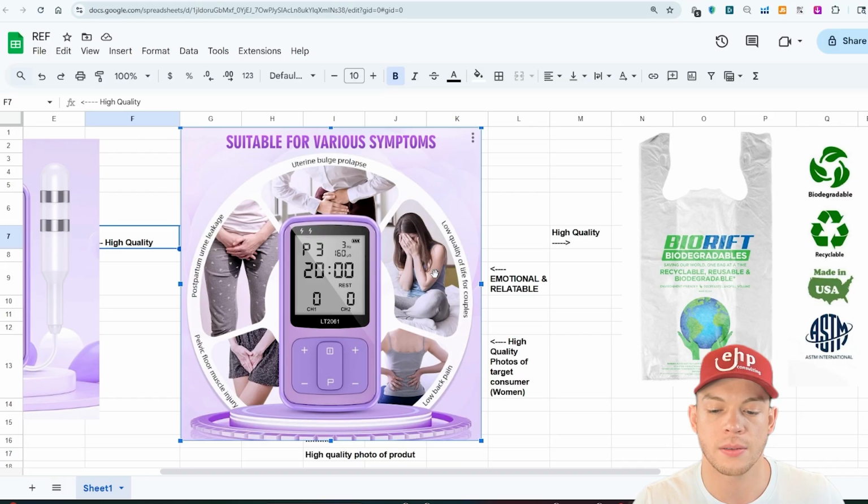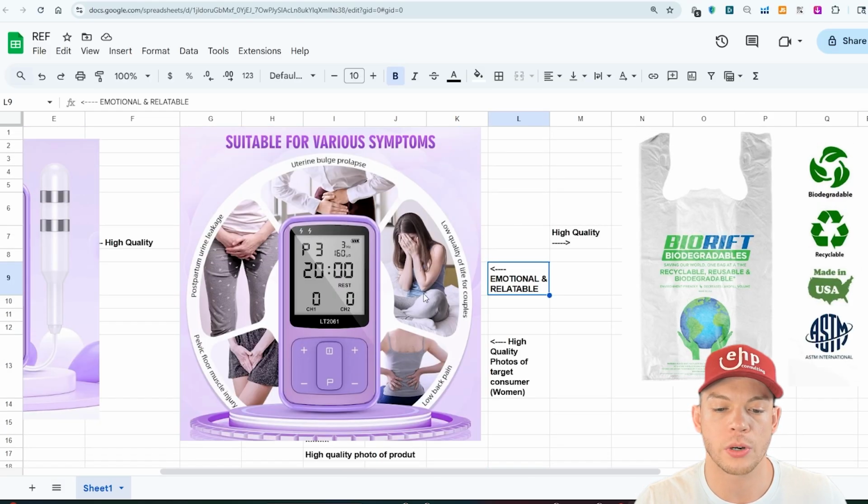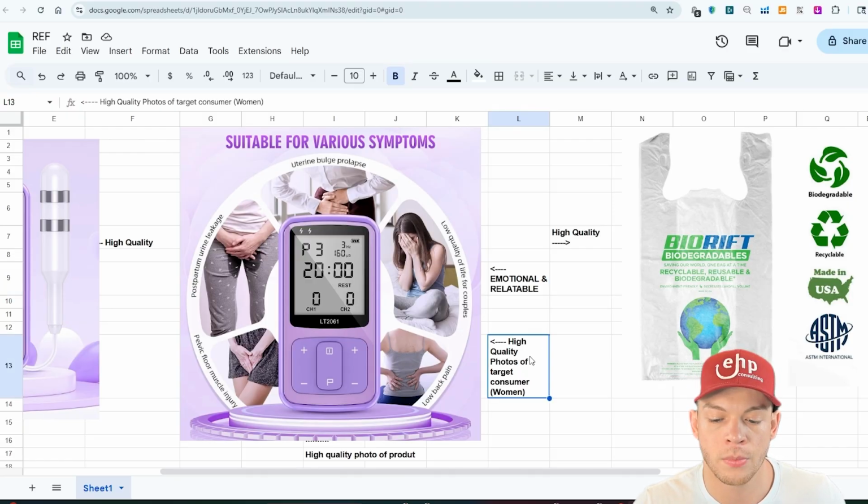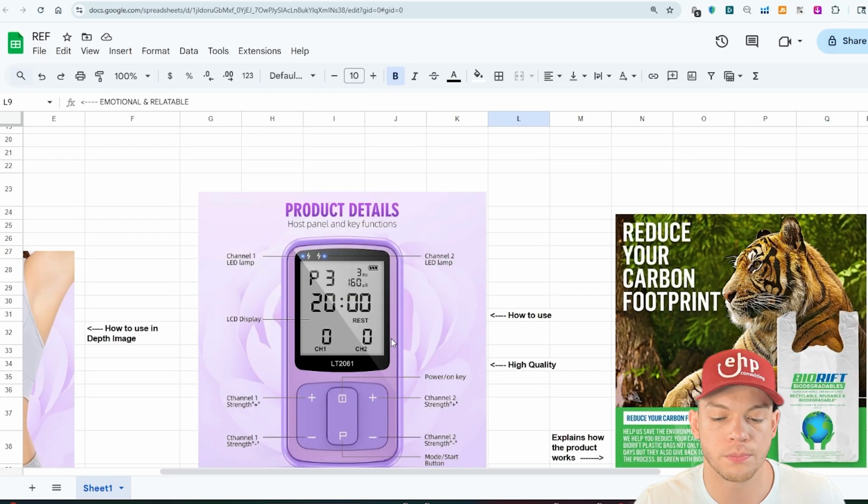Sometimes it's called incontinence. Now, they're making it emotional and relatable. You can see they have their target market on each photo: low quality of life for couples, lower back pain, prolapse, leakage, muscle injury. There are a lot of different things, and they're targeting them in such an emotional way that if I was a woman experiencing this, I would be like, wow, this is hitting me right on. I definitely want something to solve these issues, right? And it's done in such a high quality way. High quality photos, emotional and relatable.